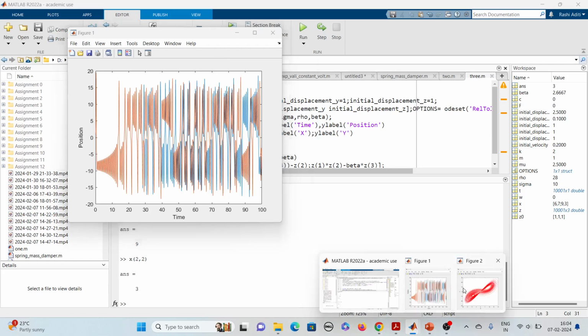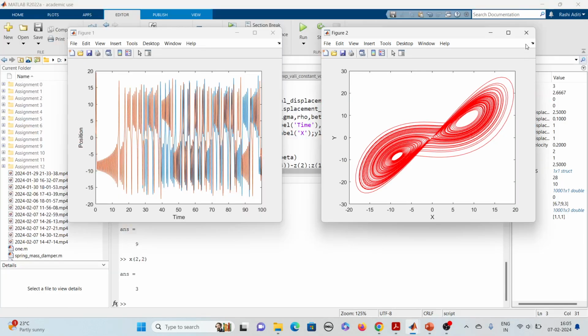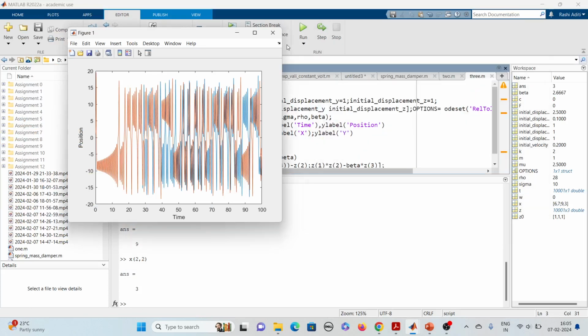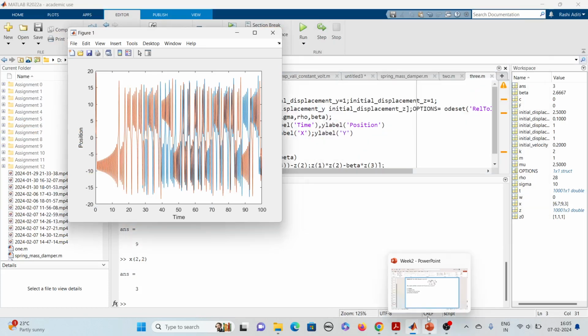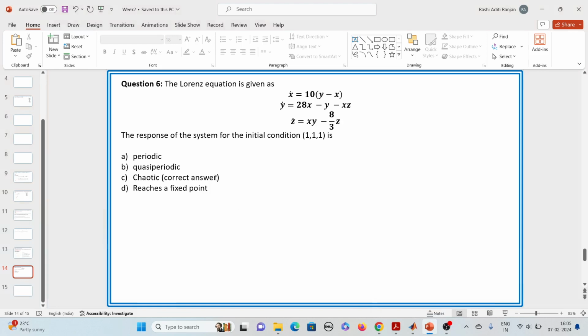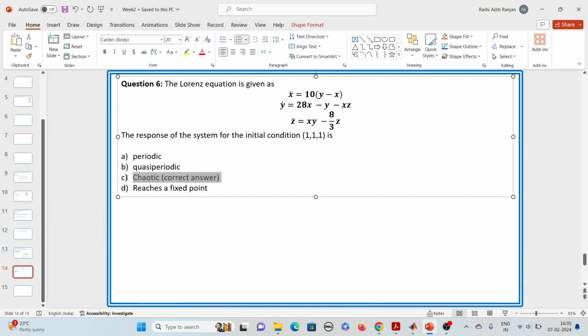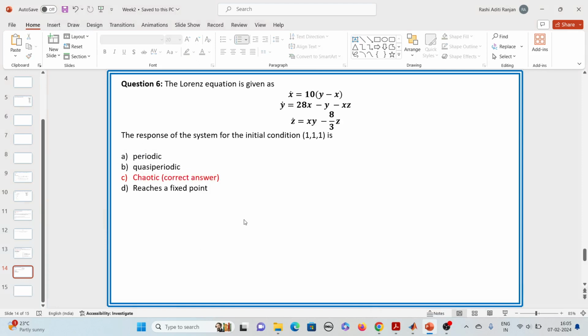Okay, so I hope this is clear, and by this you can see that the system behavior is chaotic. So this is the correct answer. The system behavior is chaotic.